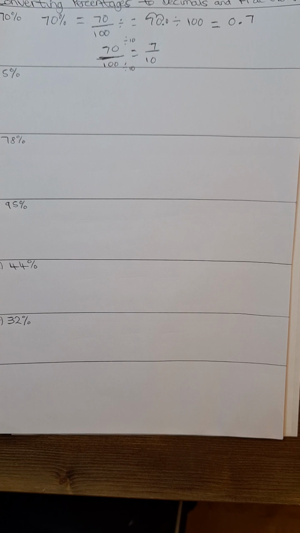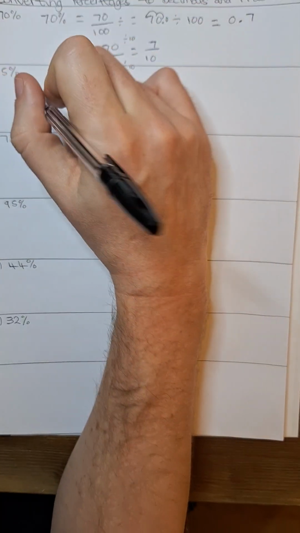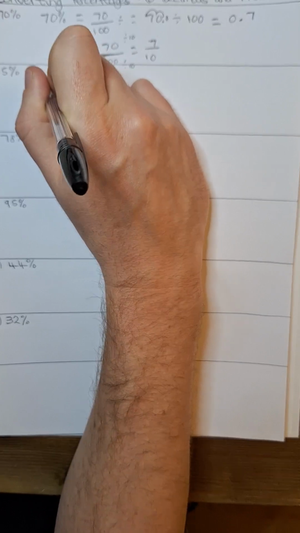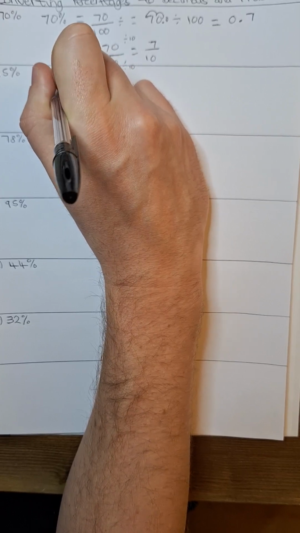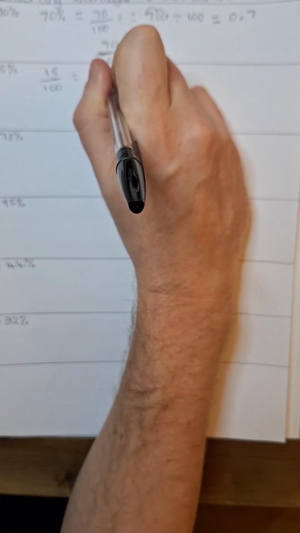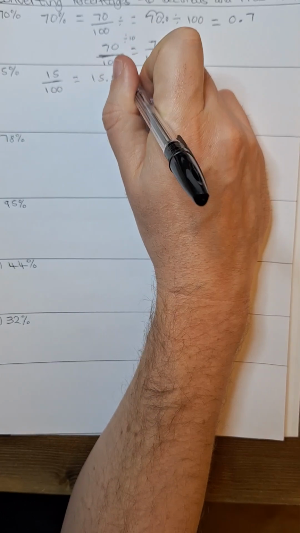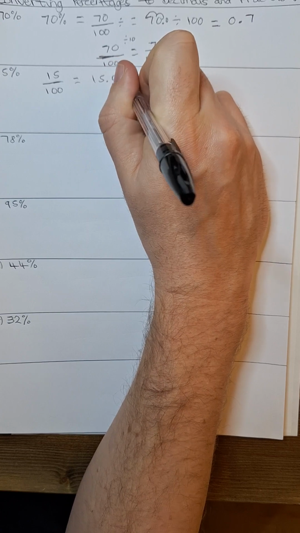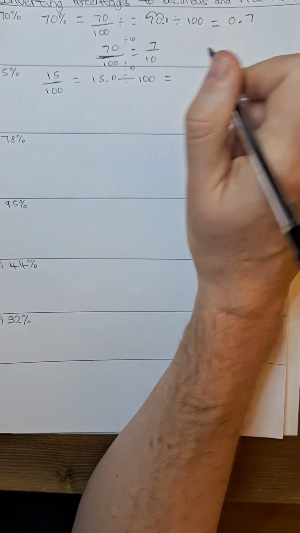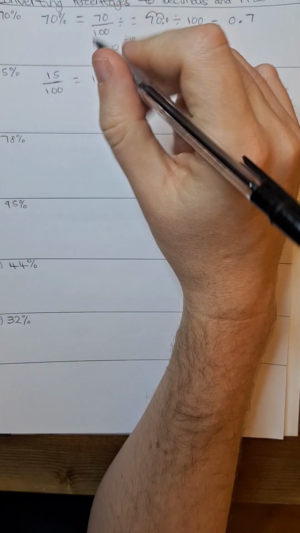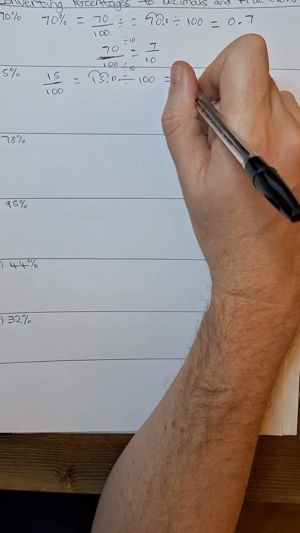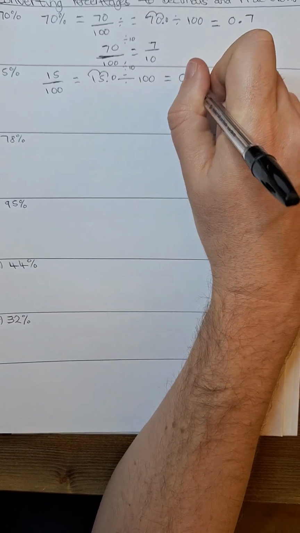Next one, we have 15%. Again, that means 15 out of 100, which equals 15.0 divided by 100. When we divide by 100, move our decimal point 2 places to the left, which equals 0.15.